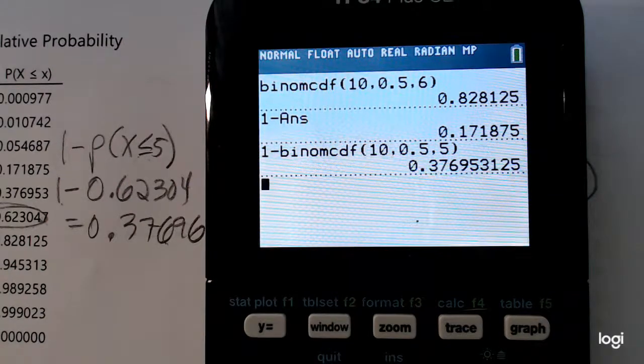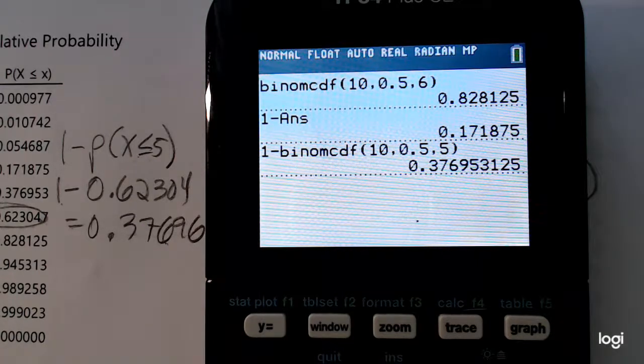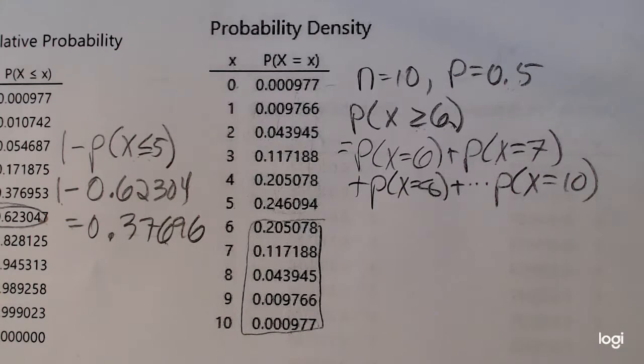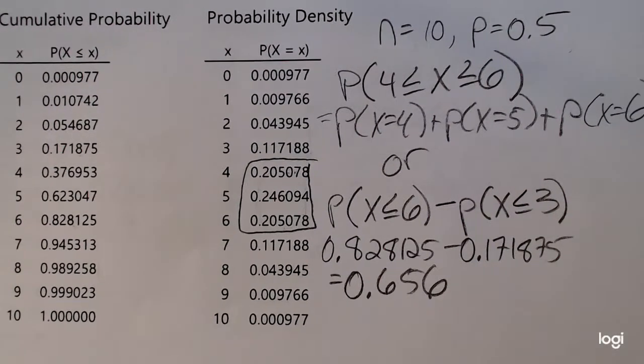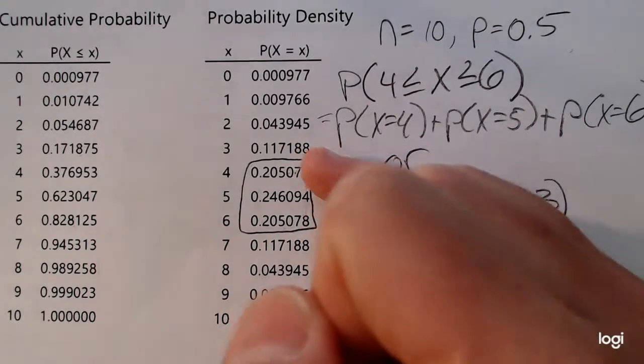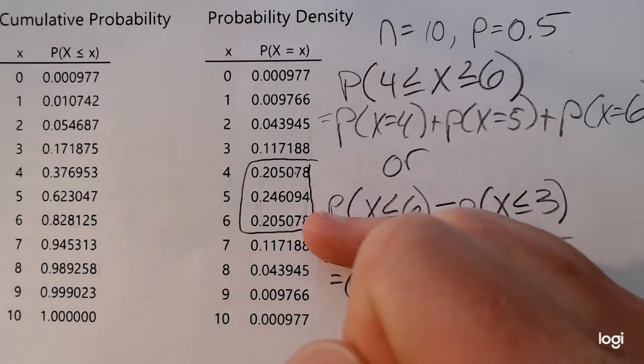Now for my last step in this example, I want to find the probability that the number of girls out of 10 births falls between 4 and 6 inclusive. So again, going back to my probability distribution table, when I say inclusive, that means I want to include 4 and include 6. So I want the summation of these three individual probabilities.